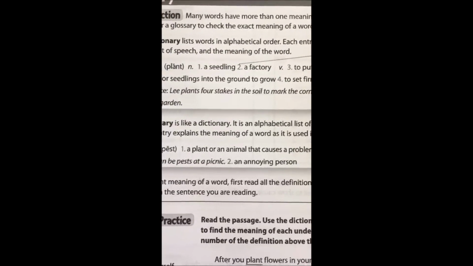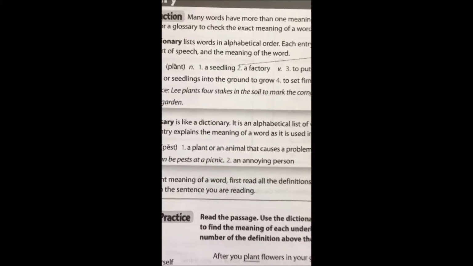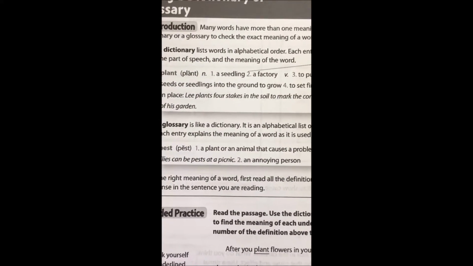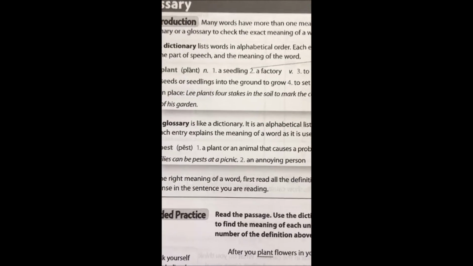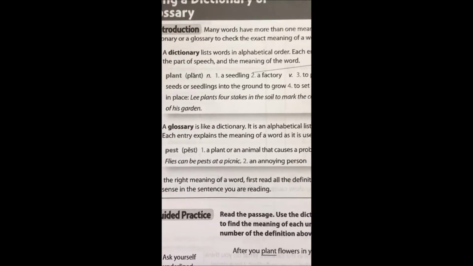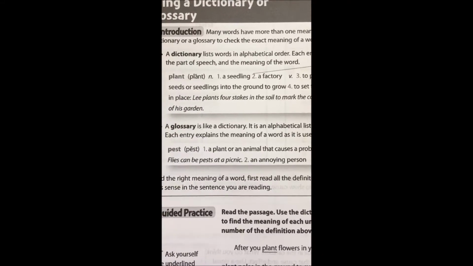Now, if you look, there's a little 1 next to seedling and 2 next to factory. What those little numbers mean is that they are just different definitions. Usually they put the most common one first and then the other ones that we don't use as much second. So usually when you think of a plant, you think of a seedling, but sometimes when you think of a plant, you could think of a factory.